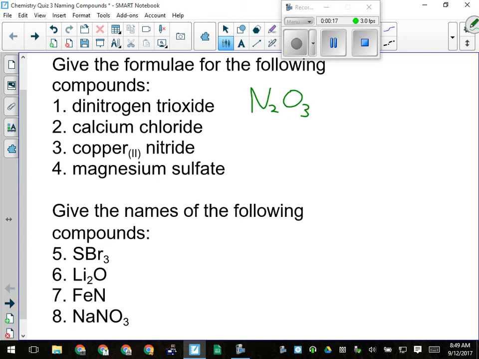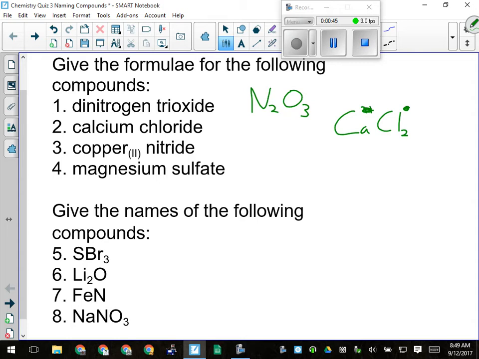Number 2, calcium chloride. Calcium chloride is an ionic compound because calcium is a metal. So we write the symbol, and then the charge. Okay, chlorine symbol and its charge, and then we drop and swap. So our final formula should be CaCl2. We don't write ones. If they have ones written down, it's wrong.